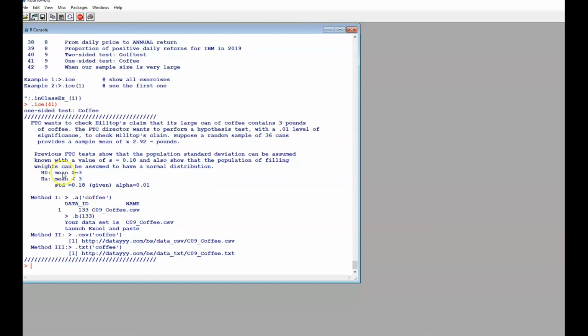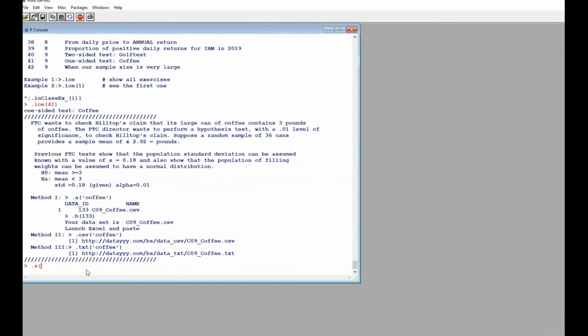So our hypothesis is that the mean is higher than or equal to 3. The alternative hypothesis is less than 3. According to the instruction here, the standard deviation of 0.18 is given. Because the standard deviation is given, we apply the normal distribution, and alpha is 0.1. We have 3 ways to get our data. I'm going to use the first one.